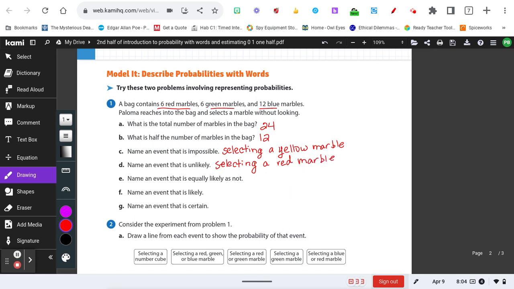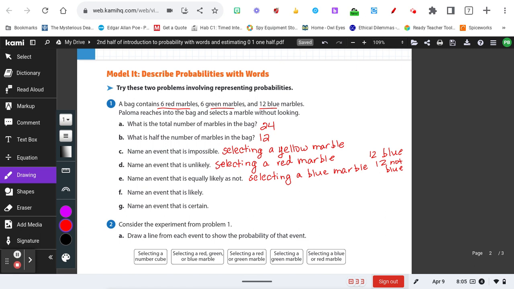Because if you select a red marble, that's only 6 of them out of 24. Name an event that is equally likely as not. That would be selecting a blue, because you have 12 blue and 12 that are not blue. So that's equally likely. Those that are not blue are either green or red.